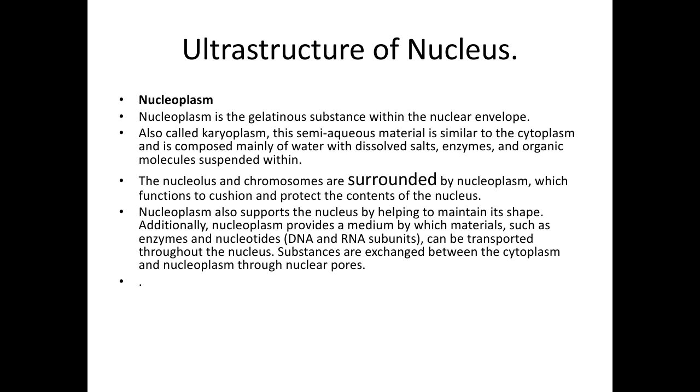Ultrastructure of the nucleus. Nucleoplasm. Nucleoplasm is a gelatinous substance within the nuclear envelope, also called karyoplasm. This semi-aqueous material is similar to the cytoplasm and is composed mainly of water with dissolved salt, enzymes, and organic molecules suspended within it. The nucleolus and chromosomes are surrounded by nucleoplasm, which functions to cushion and protect the contents of the nucleus.